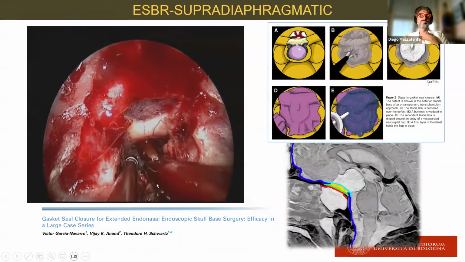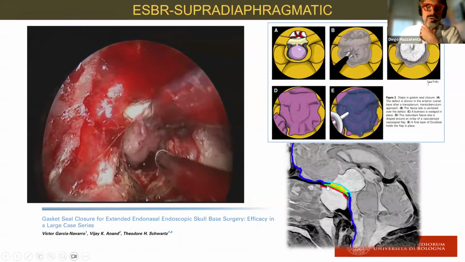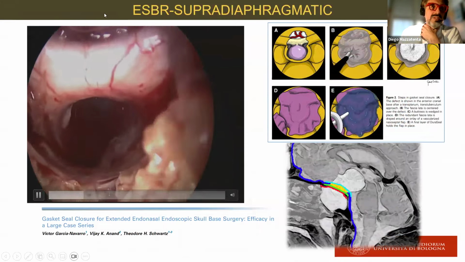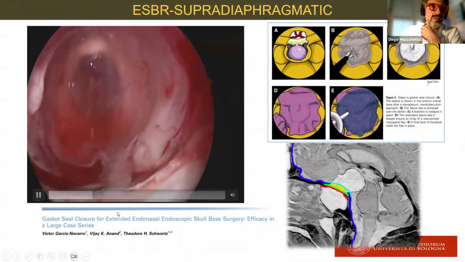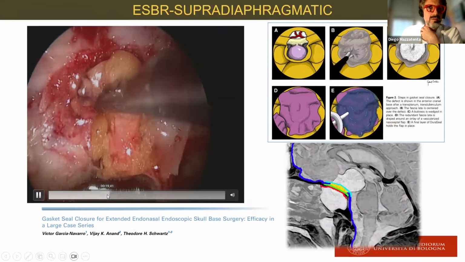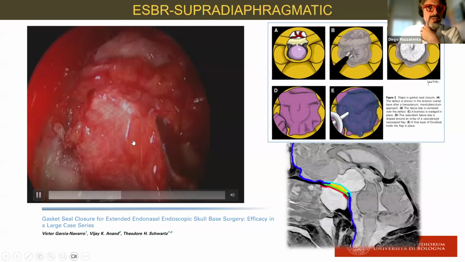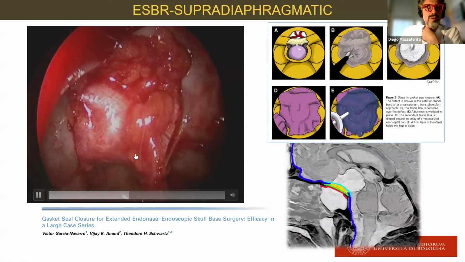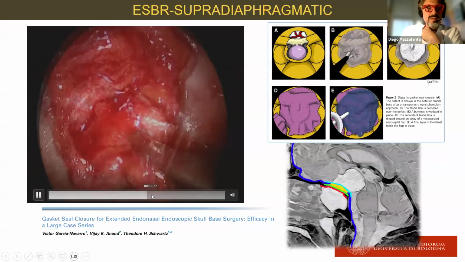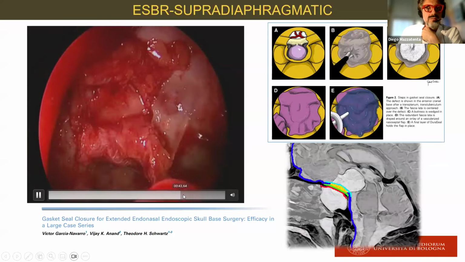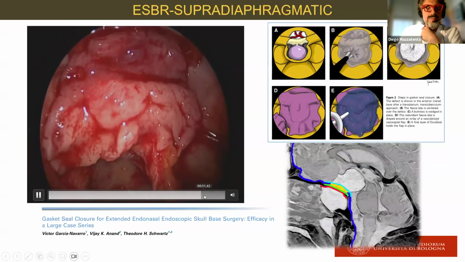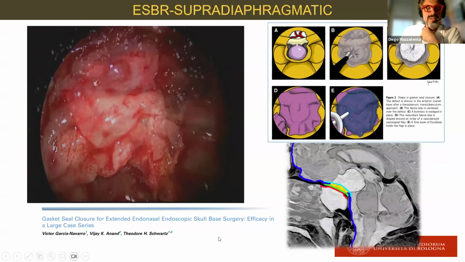In case of the supradiaphragmatic approach or a tumor located in the third ventricle, this is a case of a craniopharyngioma located posteriorly to the chiasm. This is the A1A2 complex. This is the third ventricle, massa intermedia. We use the multi-layer gasket seal. We fill the fat in our surgical field. In this case, we use the fascia lata. We put a piece of bone to contrast the pressure. And finally, we put the pedicle flap of nasal septum.